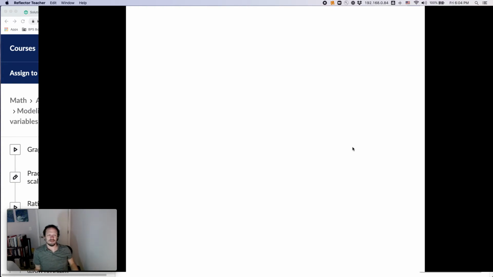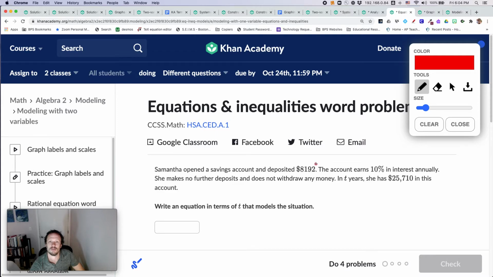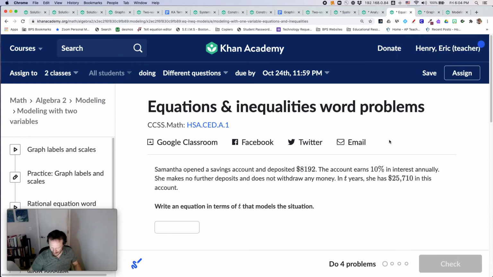Well, I've frozen things. While we're waiting for that, Samantha opened a savings account and deposited $8,192. This problem is a great problem, but for many of you who haven't seen interest calculations before and who don't feel comfortable with exponential functions, this problem is going to be a heavy lift. So I am going to go through and explain the problem, but I don't expect everyone to know how to do it.